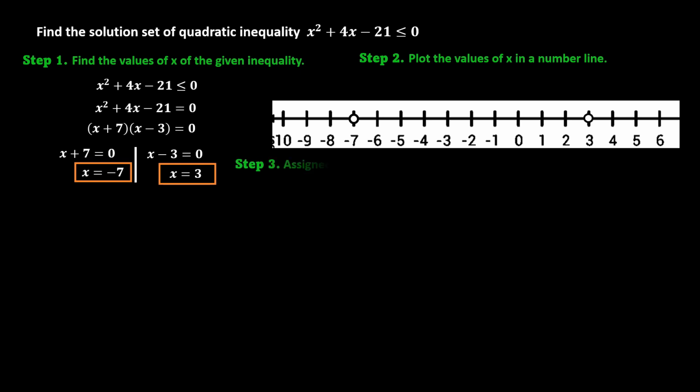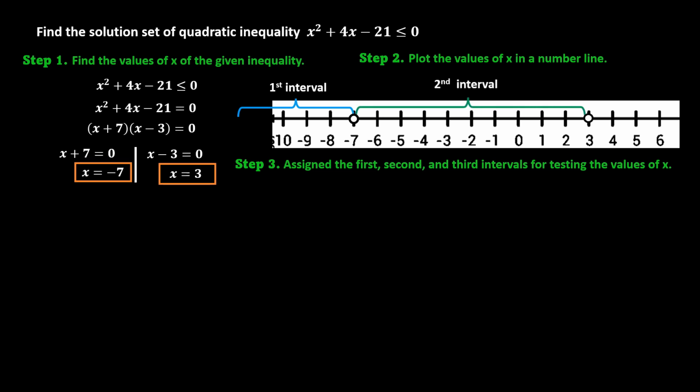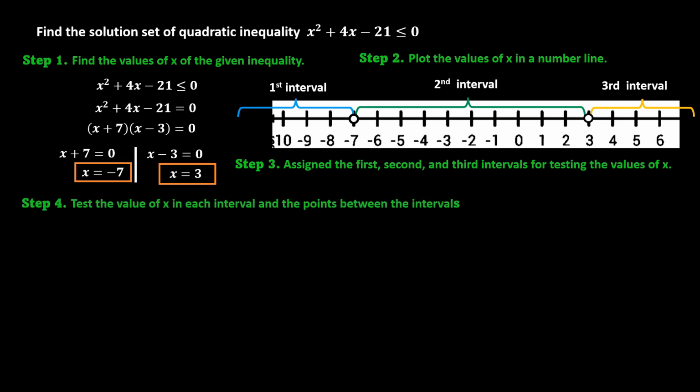Step 3. Assign the first, second, and third intervals for testing the value. So, from negative 7 to negative infinity, it will serve as the first interval. The numbers between negative 7 and positive 3 will serve as the second interval. And lastly, the numbers greater than positive 3 to positive infinity will serve as the third interval. Step 4. Test one value of x in each interval, and also the points between the intervals.